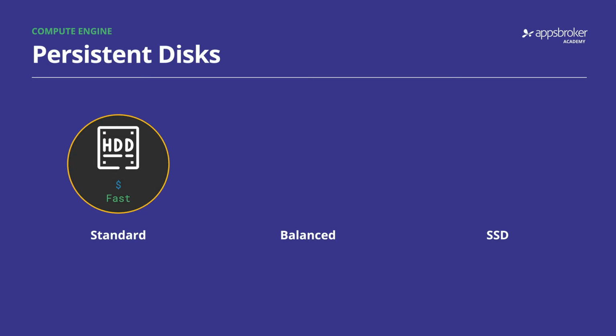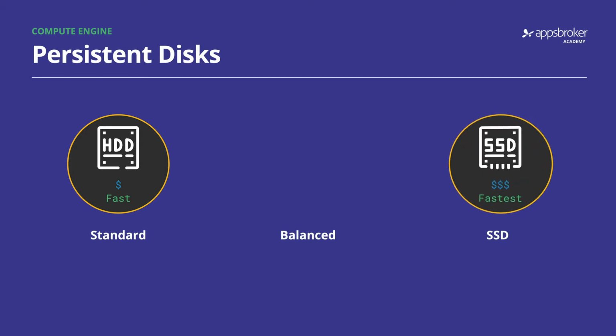Standard disks are the default, and these are efficient and reliable disks backed by traditional spinning hard drives. SSD disks are the fastest option, so they cost more, and they are backed by SSD hard drives.